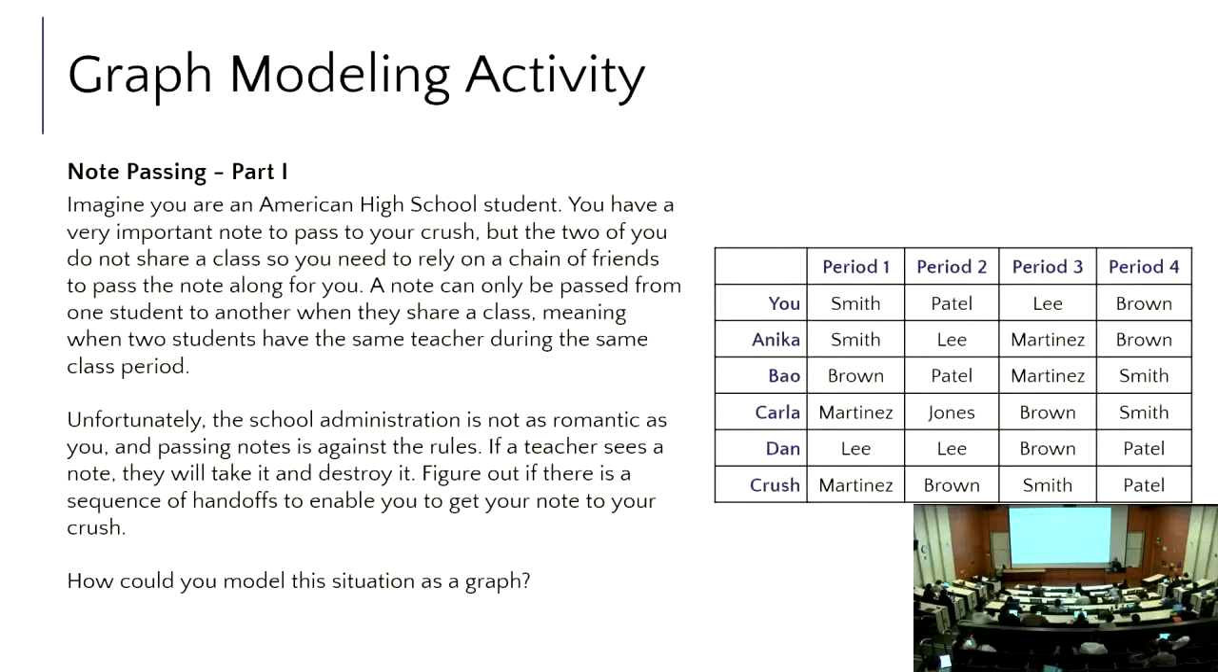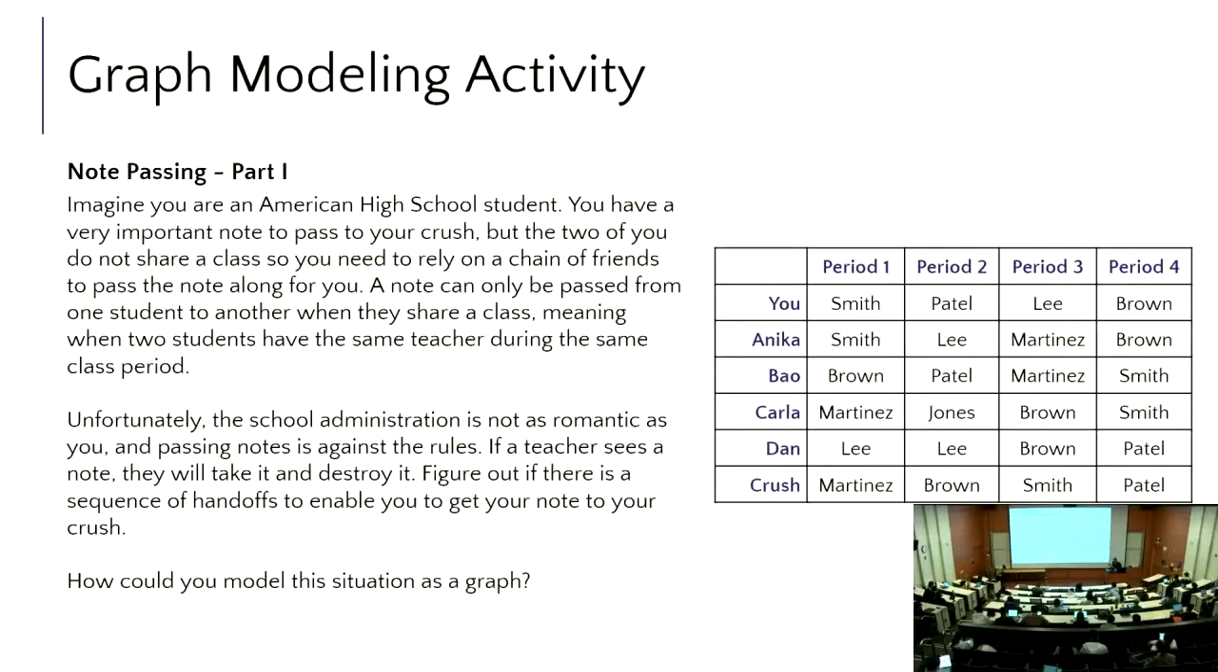Any suggestions? Yeah, the class, absolutely. The class, especially a shared class specifically. So for example, I would make myself a vertex here, and then I would add an edge to Anika, and maybe I would label that edge period 1 or Smith or something like that, or maybe I'd put both of those labels on there. And that would mark that I have a connection to Anika. We are in the same period 1 class. Any questions about that representation?